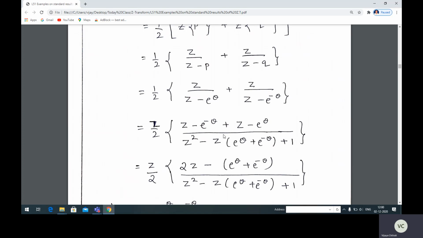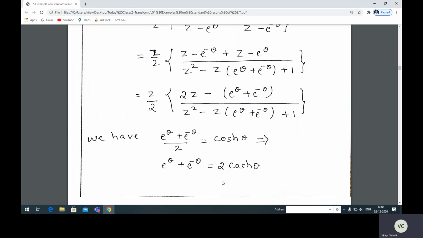So here z plus z will be 2z minus e raised to theta plus e raised to minus theta whole divided by z square minus z e raised to theta plus e raised to minus theta plus 1. Right, z by 2 is as it is, but we have e raised to theta plus e raised to minus theta is equal to 2 cos hyperbolic theta.